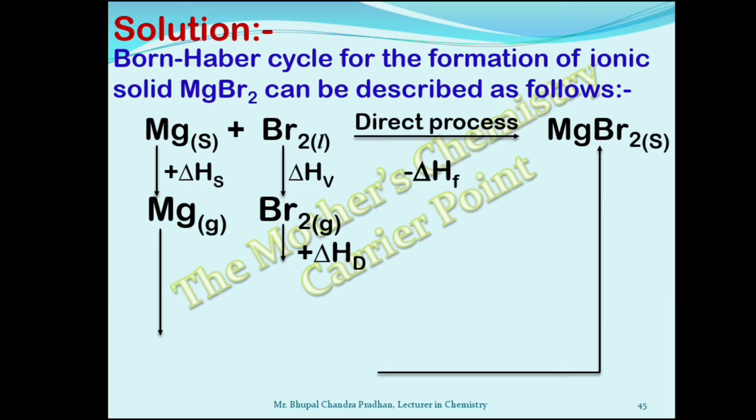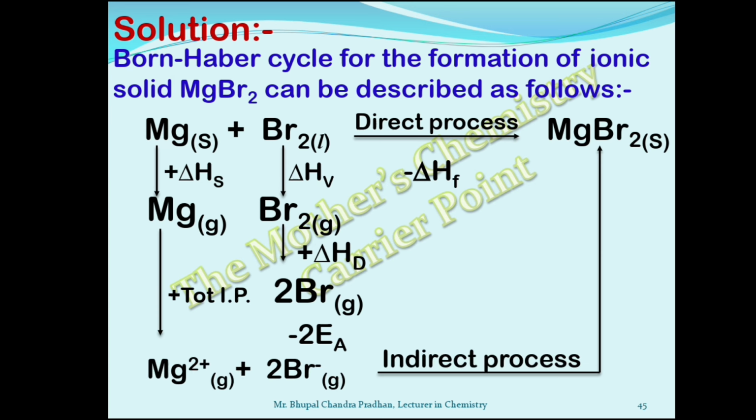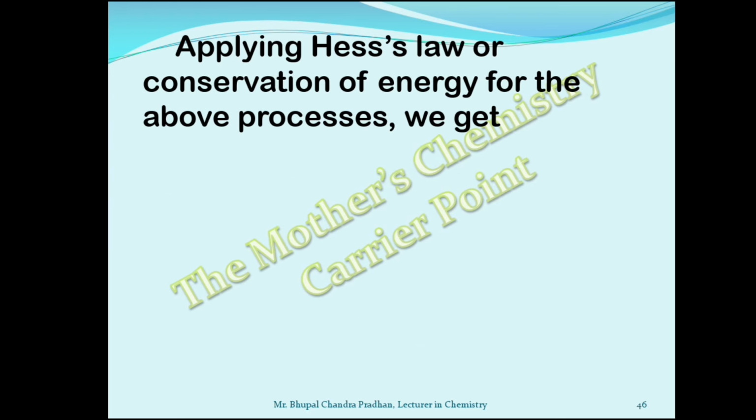After that, the bromine gas is dissociated to give gaseous bromine atoms. By giving total ionization potential, that is first ionization potential and second ionization potential, magnesium becomes Mg2+, and by gaining 2 electrons, 2 bromine atoms become 2 Br-. By releasing 2 electron affinity amount of energy and losing lattice energy U, they give us MgBr2. In the problem, it is given delta Hs, delta Hb, total ionization potential, delta Hd, electron affinity, and enthalpy of formation also. By using this, we can calculate the lattice energy as follows.